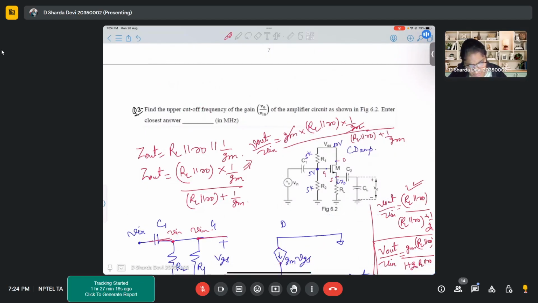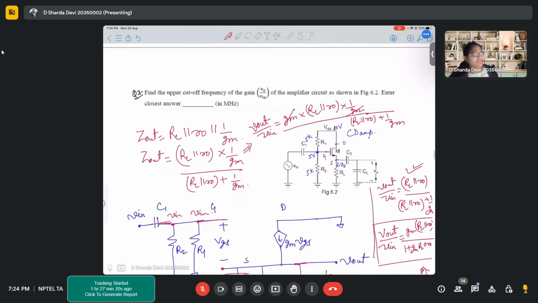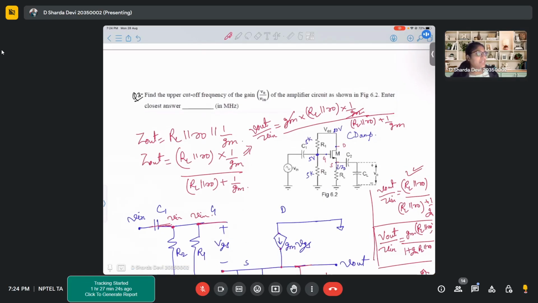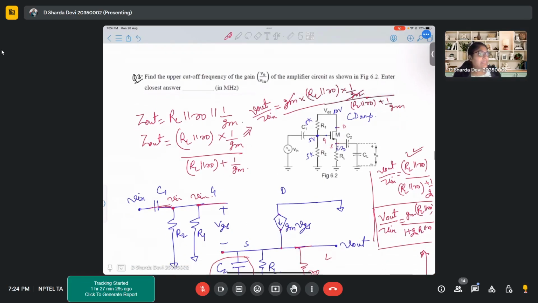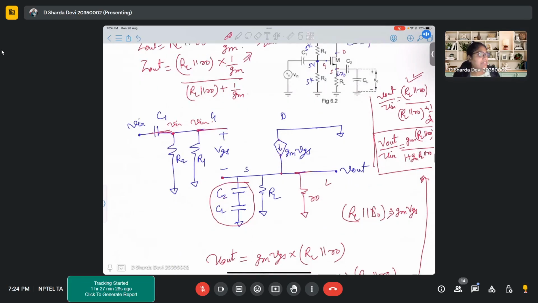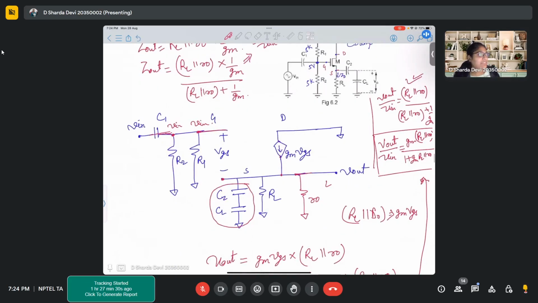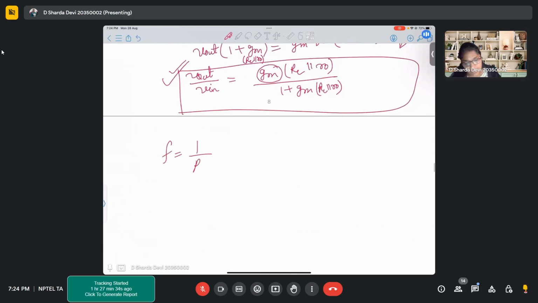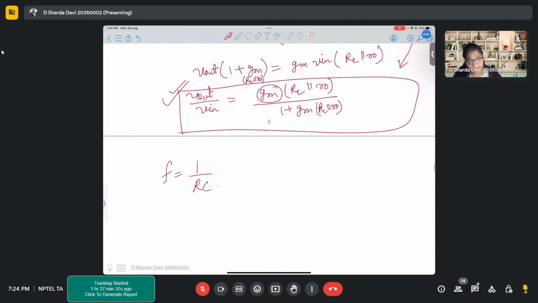In this question, find the upper cutoff frequency of the gain. So you have to find the upper cutoff frequency of the gain. How to find the upper cutoff frequencies? Yes, we discussed it right now. What is 1 by RC? Or if we want it in hertz, then it is 1 by 2 pi RC. This is in hertz. This is radian per second.